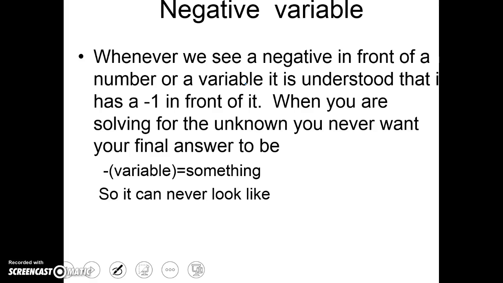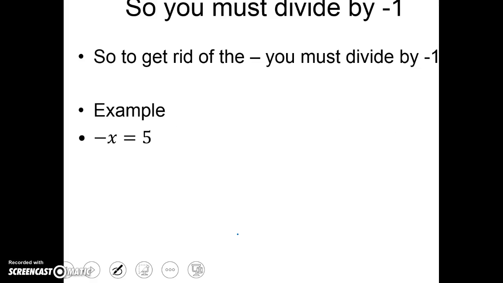You never want it to look like this, negative x equals 6, okay? Because you're not done, because that's a -1 equals 6. And our whole process was for us to have one positive x equals a number, okay? So this one's wrong. So anytime that you have a negative variable, you need to do one more step, and you divide by -1. So you get rid of that negative by dividing by -1.